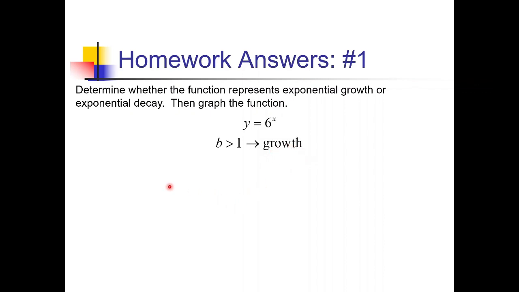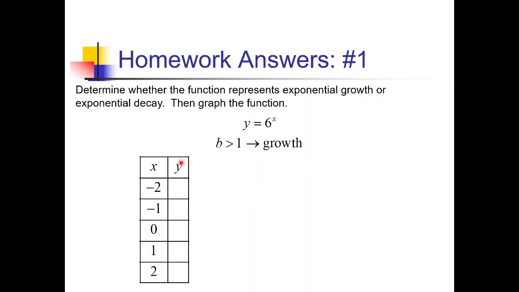We're going to use -2 through +2 for all of these tables. So we've got 6 to the -2, which is 1 over 6 to the +2, or 1 over 36. Next up, we've got 6 to the -1, which is 1 over 6. 6 to the 0 is 1. 6 to the 1 is 6. And 6 squared is 36.